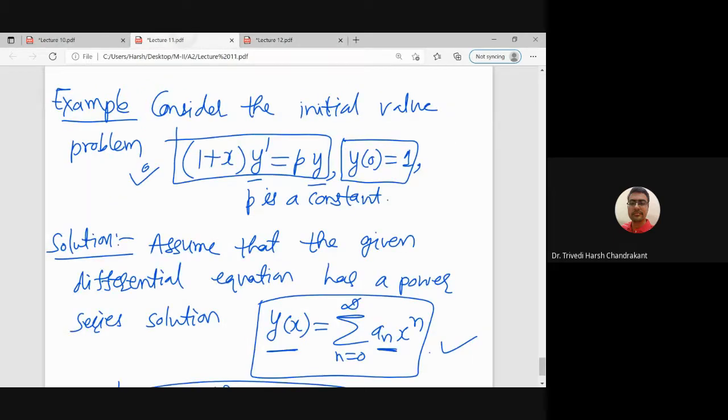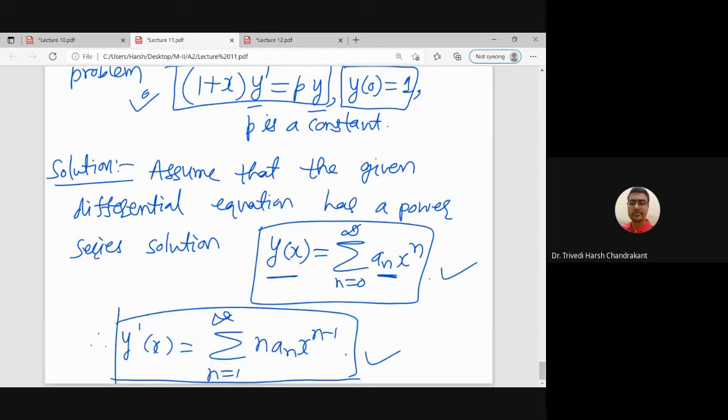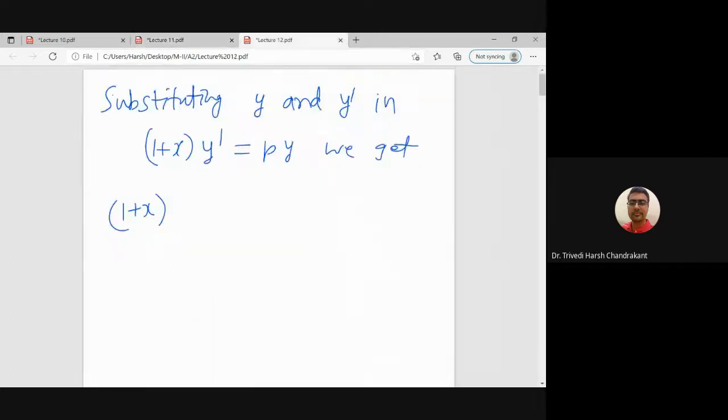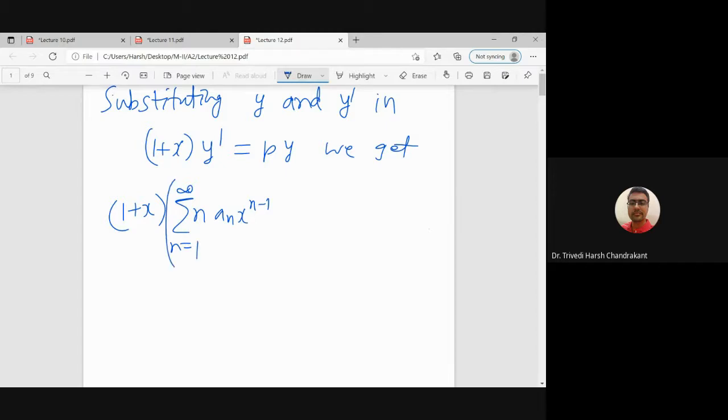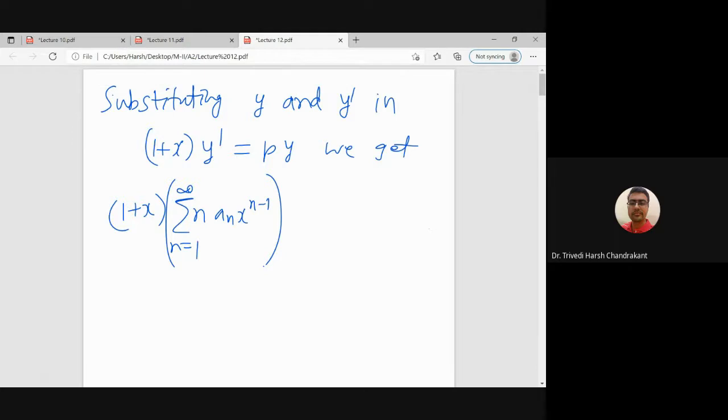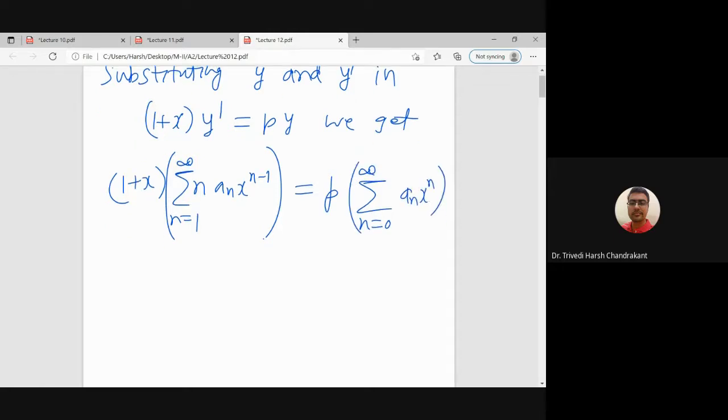So what is the series of y dash? Series of y dash is n an x power n minus 1, summation 0 to infinity, sorry, 1 to infinity, because it is a derivative, so it will start from 1 to infinity, is equal to p times the given series, that is 0 to infinity an x power n. Right, so now we can simplify this.